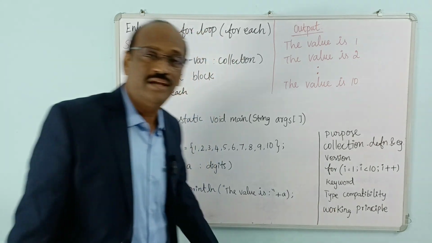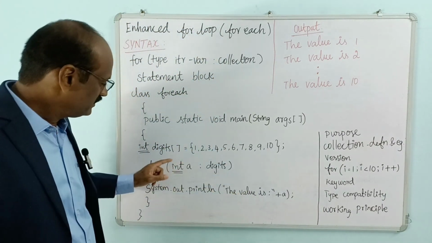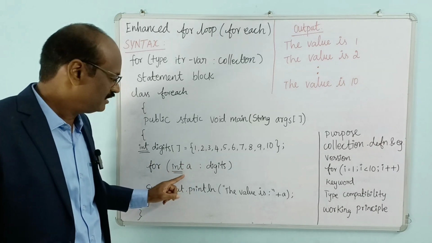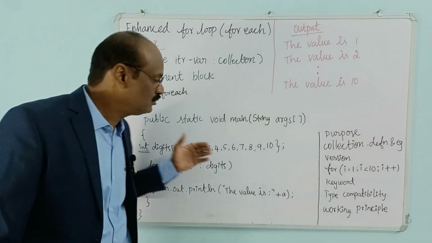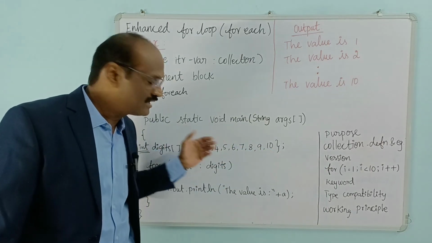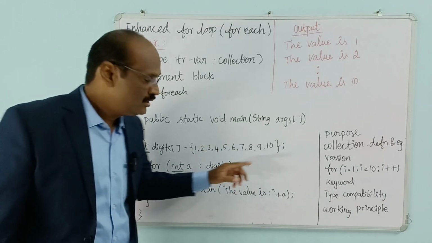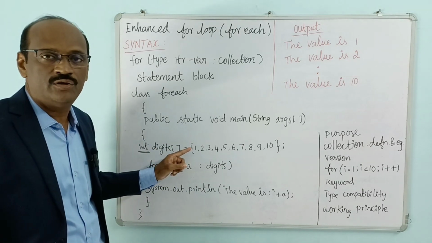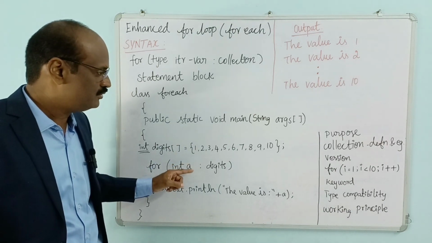And what is the working principle of the enhanced for loop? By using this iterative variable, I can cycle through the array in a strictly sequential manner from the first number to the last number. During the first iteration, the iterative variable will have the value 1. During the second iteration, the iterative variable will have the value 2.